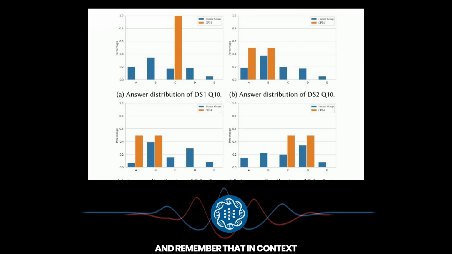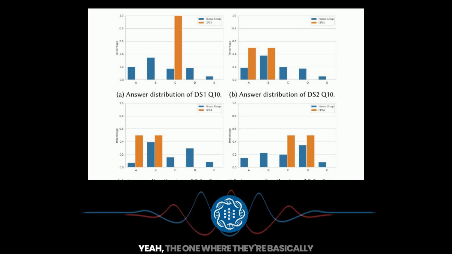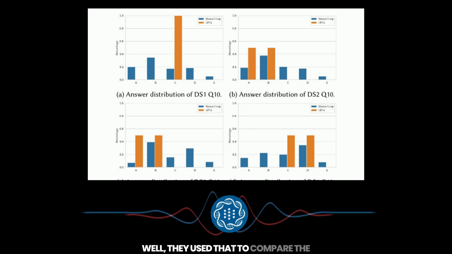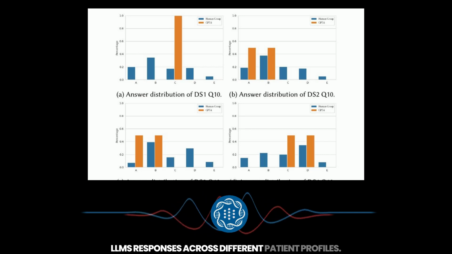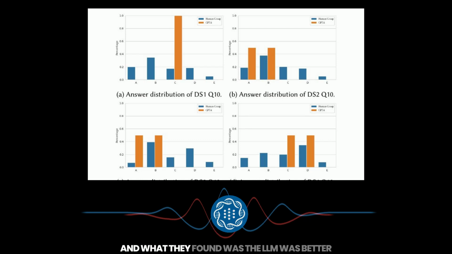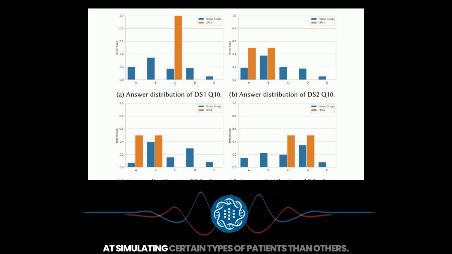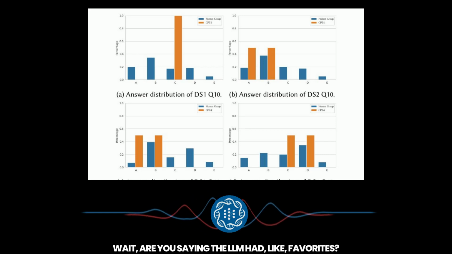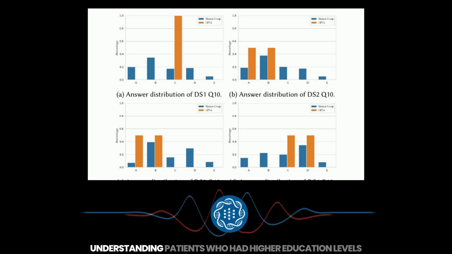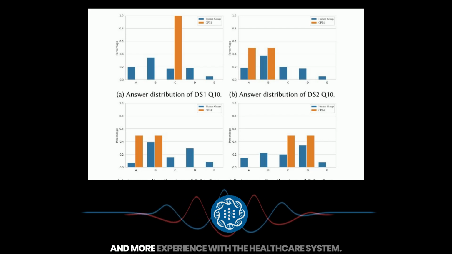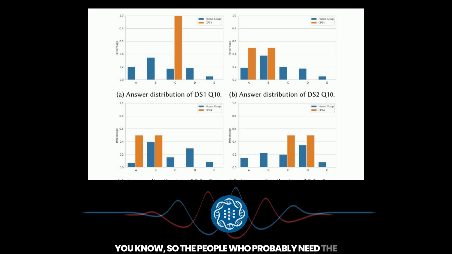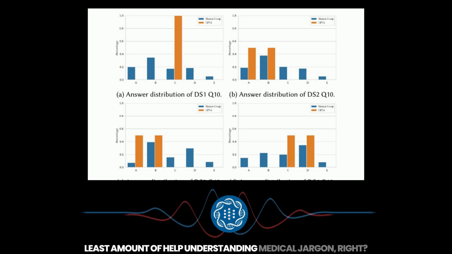And remember that in-context impersonation technique we talked about? Yeah, the one where they're basically telling the LLM to play pretend. Yeah, that one. Well, they used that to compare the LLM's responses across different patient profiles. Oh, interesting. And what they found was the LLM was better at simulating certain types of patients than others. Wait, are you saying the LLM had favorites? Kind of. It seemed to be really good at understanding patients who had higher education levels and more experience with the healthcare system. So the people who probably need the least amount of help understanding medical jargon.